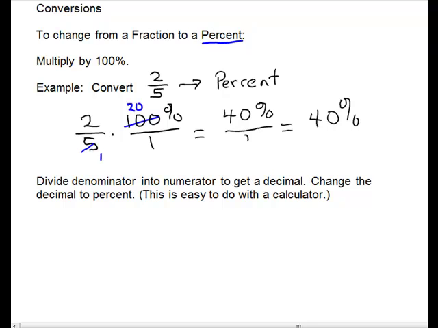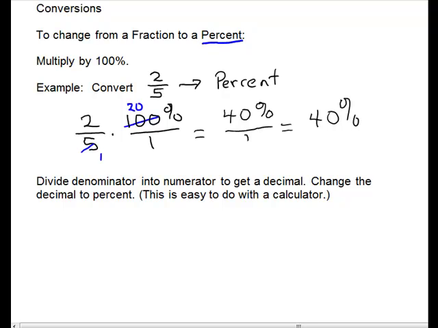There is an alternate method of changing a fraction to percent, and this is especially nice if you have a calculator. You can first convert the fraction to a decimal. On a calculator, you would just punch it in top to bottom. So you would do 2 divided by 5, and it would give you 0.4, and then you would just move your decimal 2 places to the right.